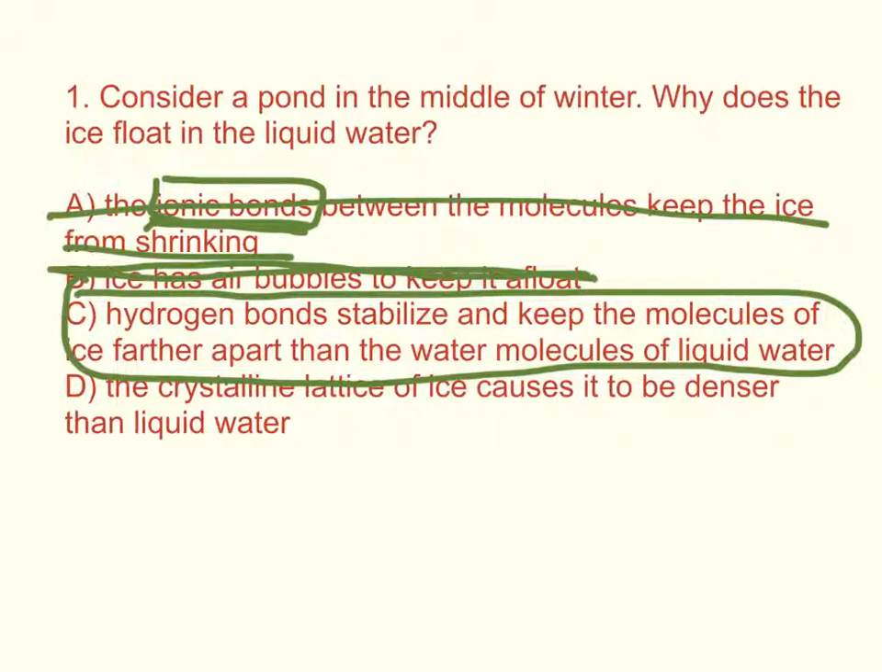D. The crystalline lattice of ice causes it to be denser than liquid water. This is not the case because ice is actually less dense than water, and that's why it floats. If ice were more dense than liquid water, then it would sink. D does not make sense.